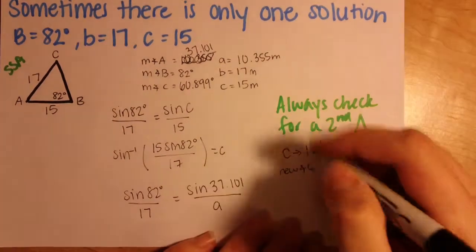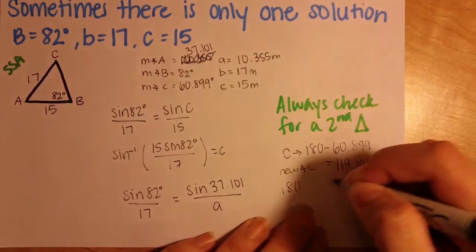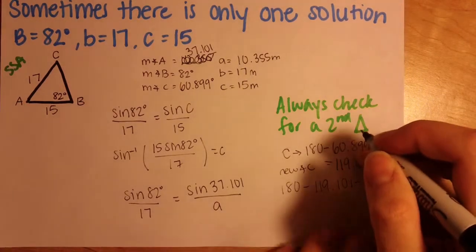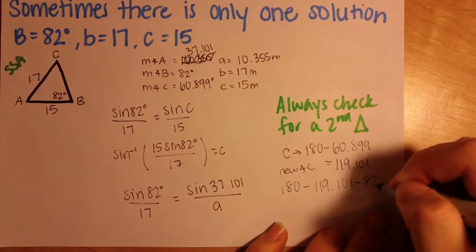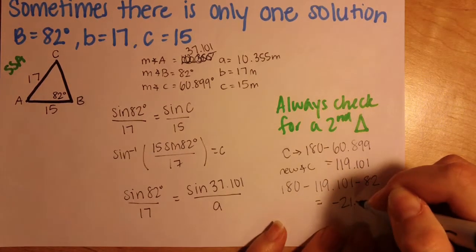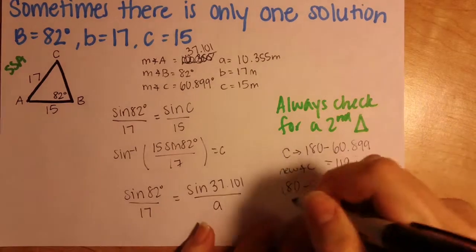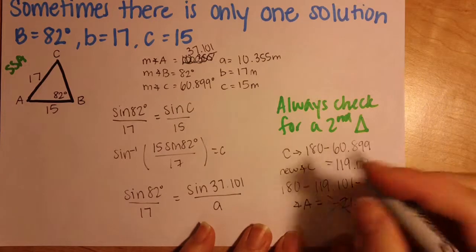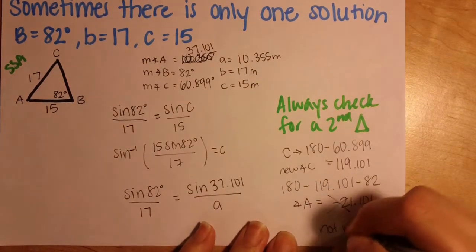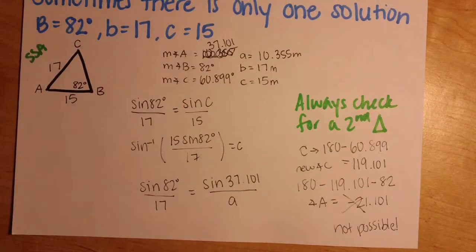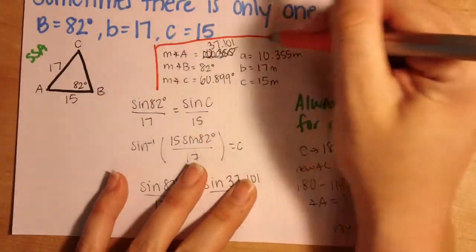And then we can take this and see 180 minus 119.101 minus our given of 82, and that equals negative 21.101 for angle A. This is not possible. So therefore we only have one solution with this triangle. Okay? So this here is going to be your one solution.